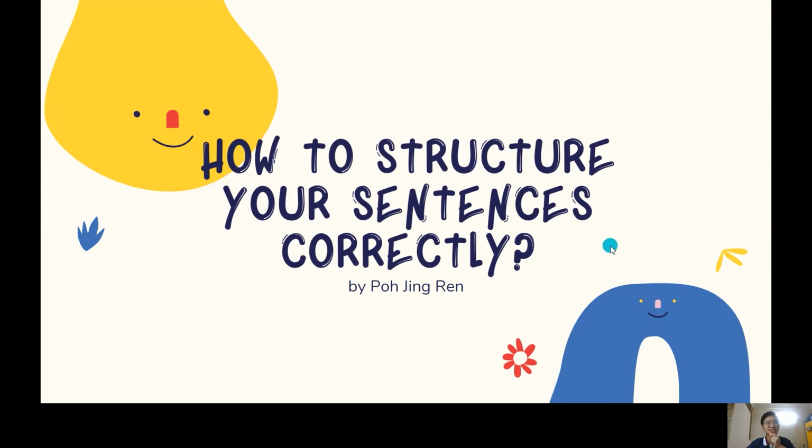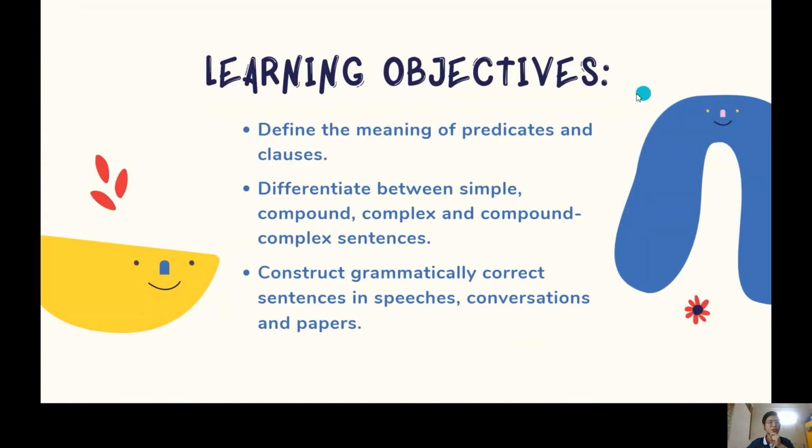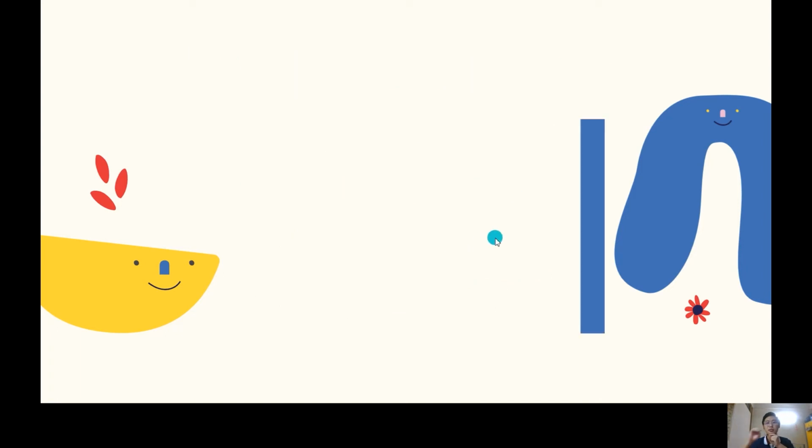So after today's lesson, students will be able to understand the meaning of predicates and clauses. They will also be able to differentiate between simple, compound, complex and compound complex sentences. And with that, they are able to use the newly found knowledge of the four types of sentences and integrate them into their everyday life by using them in conversations and writing skills.